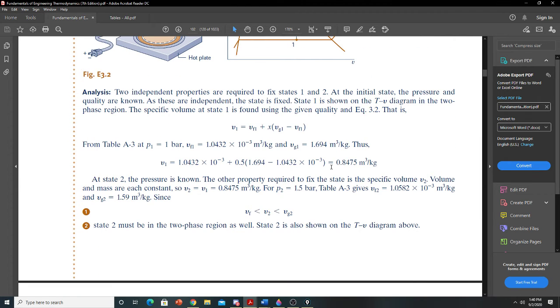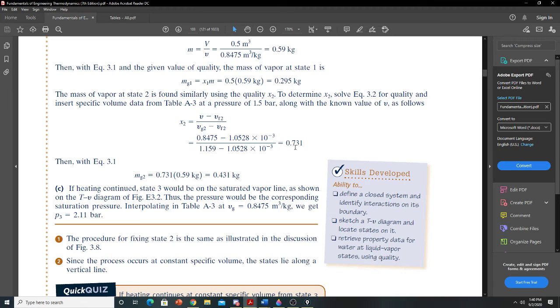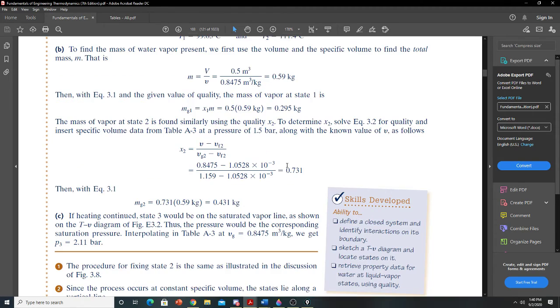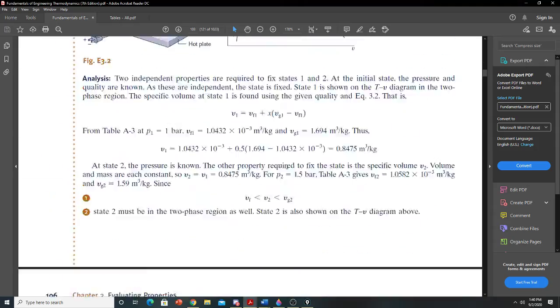Okay, I was just seeing if we got everything correct. I kind of wanted to know. Yep, 0.73, that is correct. All right, so let's go up here, right?